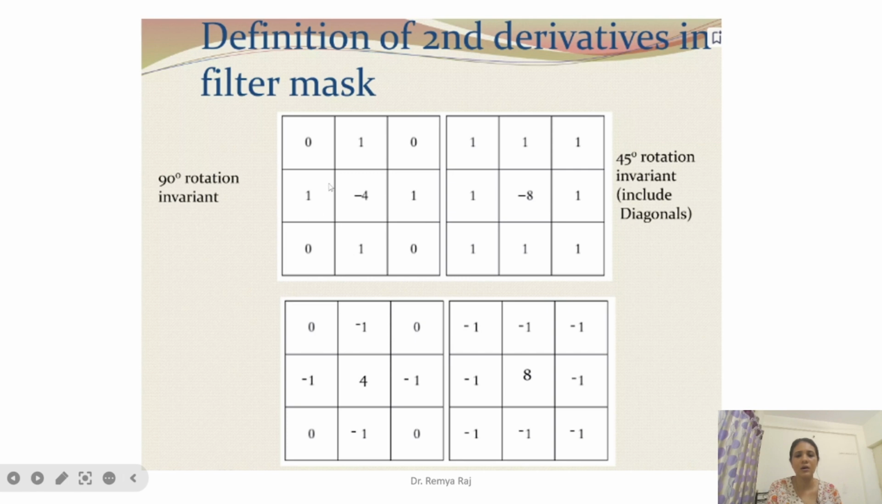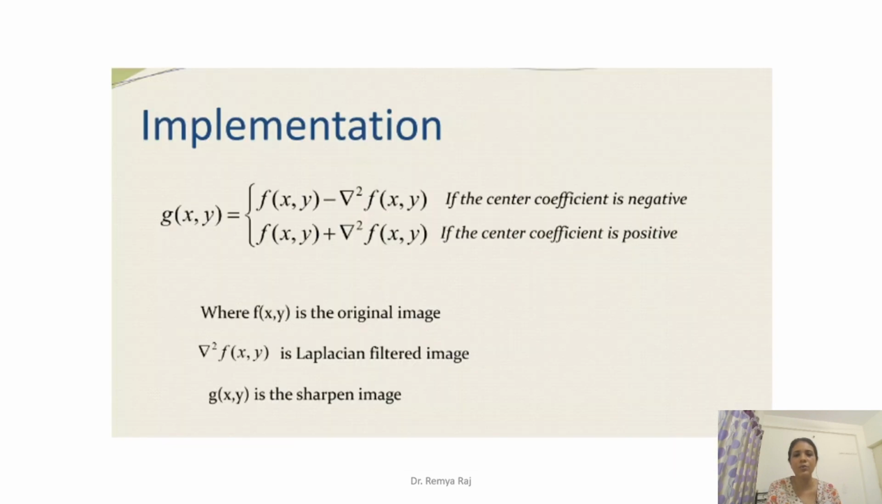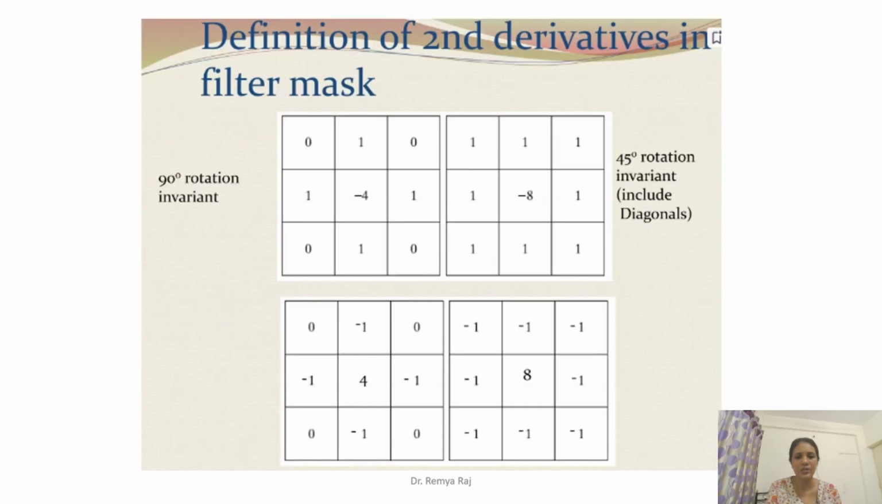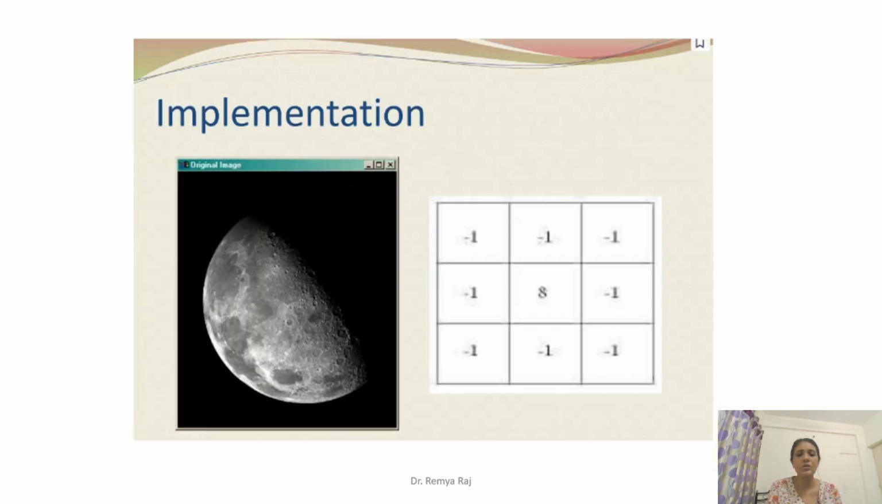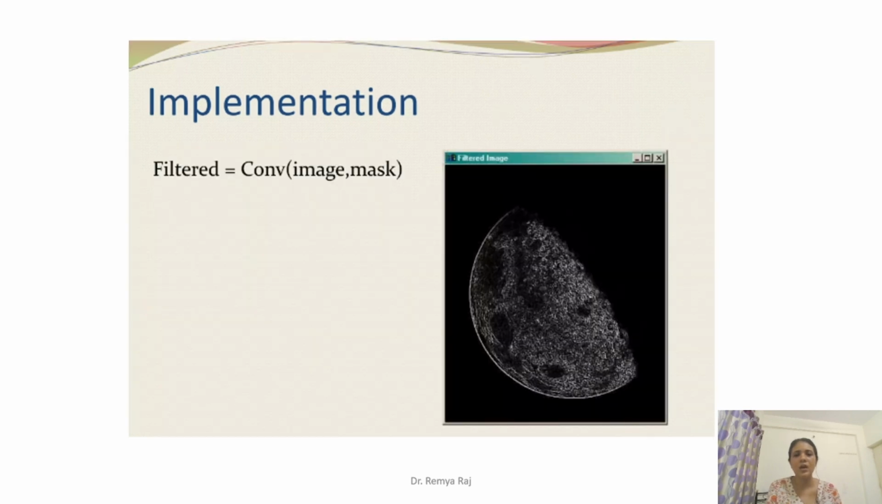So this minus will give you ∂²f(x,y) when the center coefficient is negative, and it will give a positive value when the center coefficient is positive. When you're implementing this, you can see a diagram here. When you're applying this Laplacian mask with the higher center coefficients, you'll be able to see the sharpened transitions in the intensities, and the edges are getting sharpened.